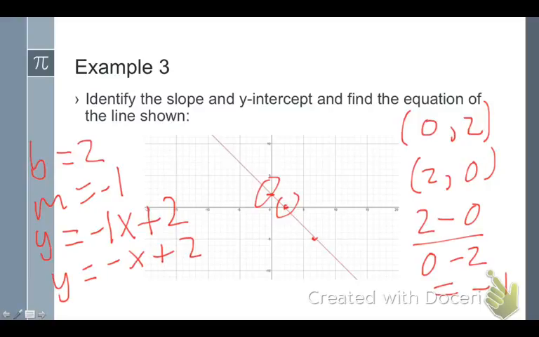So that's how you take a graph and find the equation of the line you're shown. If you know this form, that is a very simple process.